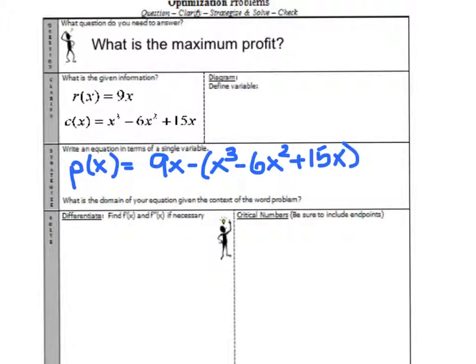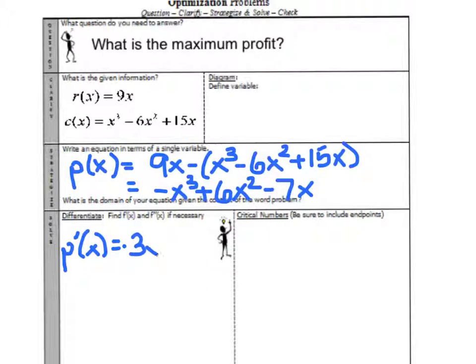Now this is quite nice because we notice our equation already is in terms of a single variable. So if I were to combine like terms, I'm going to have negative x cubed and then positive 6x squared, and then 9x minus 15x is negative 6x. Wow, this isn't so bad, is it? So now to find the maximum profit, we're going to take the derivative of the function, and then we will set that equal to 0. So negative 3x squared plus 12x minus 7.